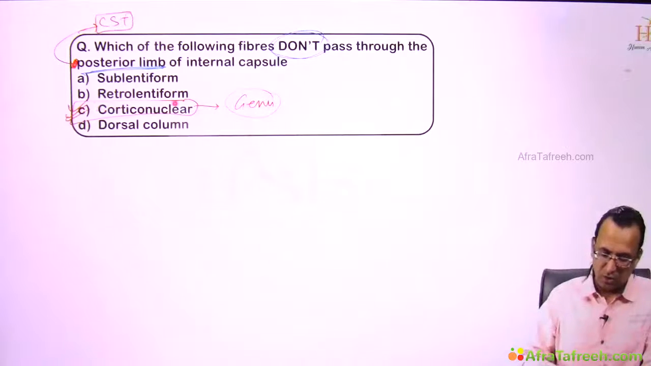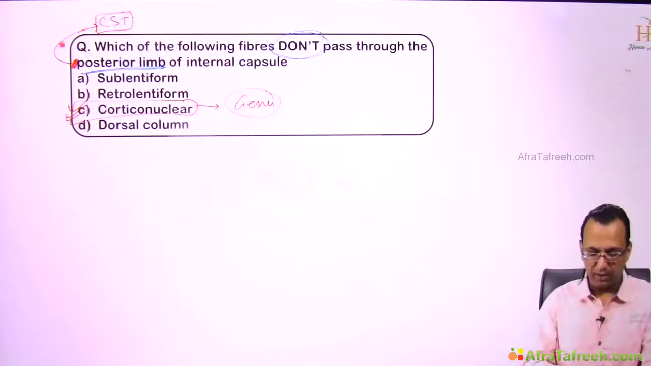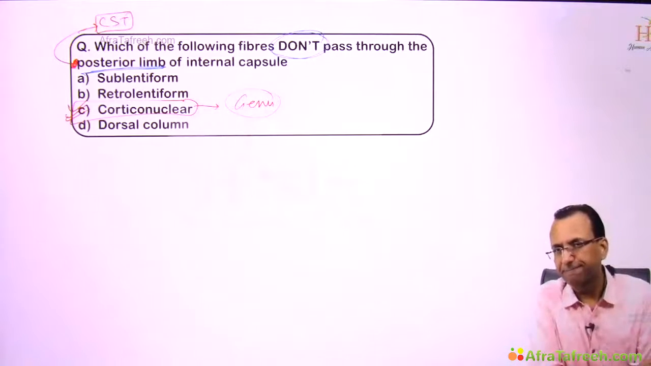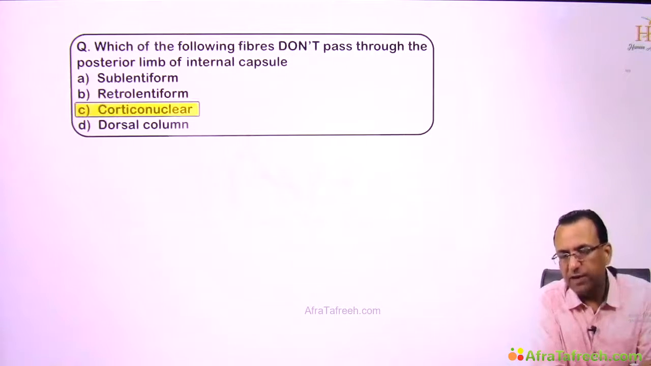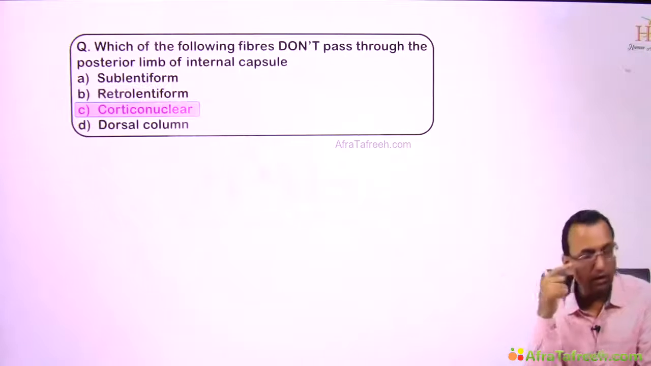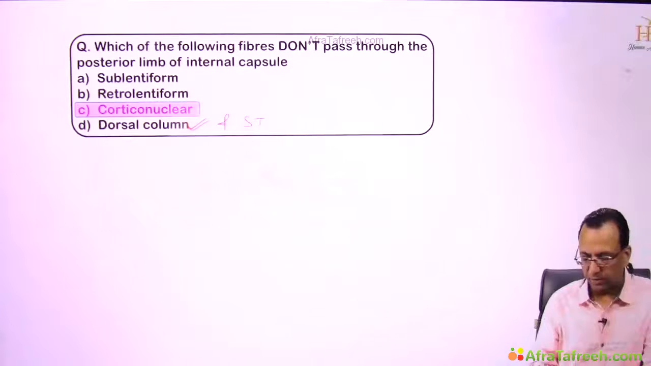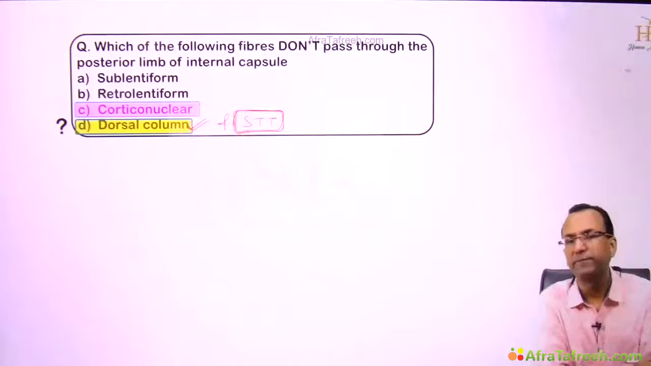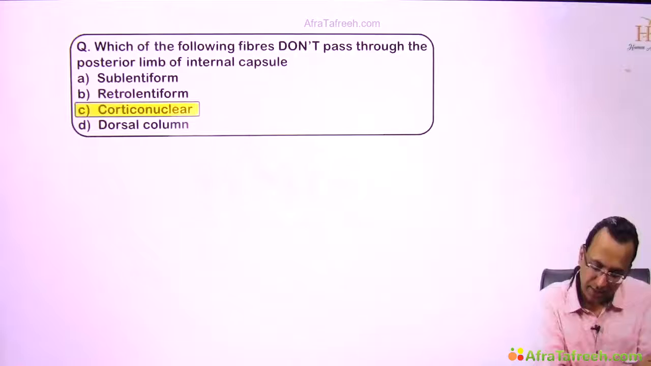This is the answer because the corticonuclear tract passes in the genu of the internal capsule, while the posterior limb has the corticospinal tract. Are sublentiform fibers there? Yes, they are. The corticonuclear tract is your answer because it is in the genu. Sublentiform fibers are nothing but the auditory pathways, and retrolentiform fibers are nothing but the visual pathways. And do you remember the dorsal column and the spinothalamic tract carrying touch sensation of the upper limb and lower limb, passing through the posterior part of the internal capsule? So that is why we will keep our answer as the corticonuclear tract.